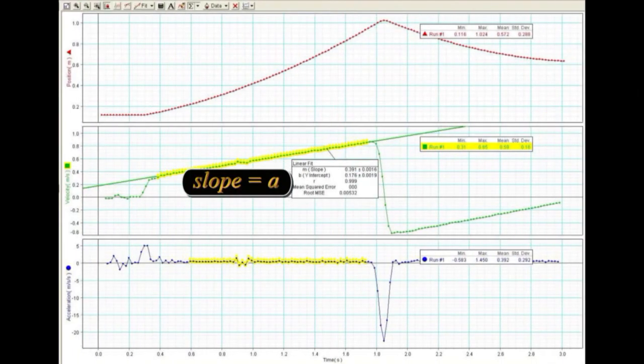Highlight the appropriate region of the velocity versus time graph and perform a linear fit. The slope of the straight line is a measure of the acceleration. Once again, you may compare with g sine theta.